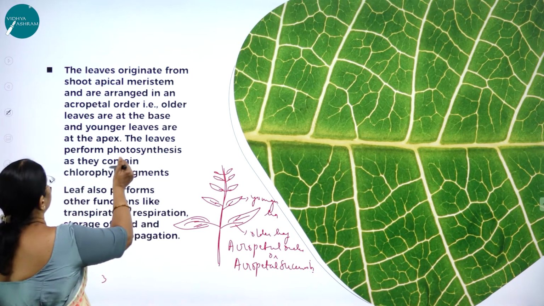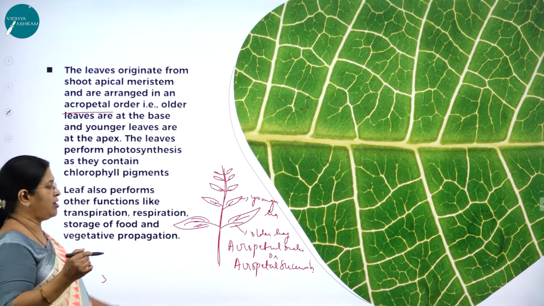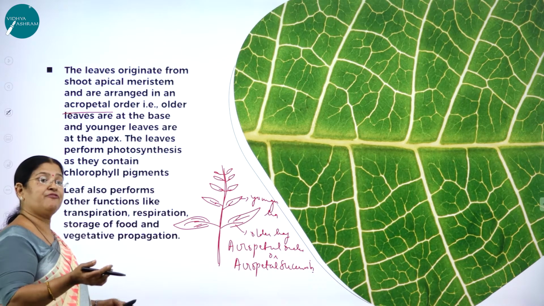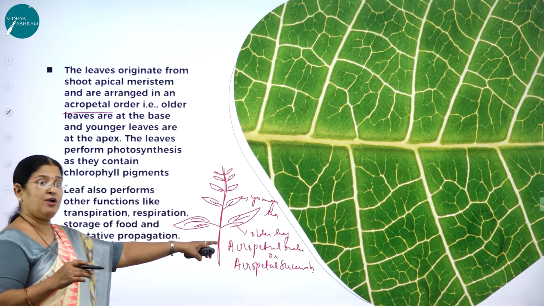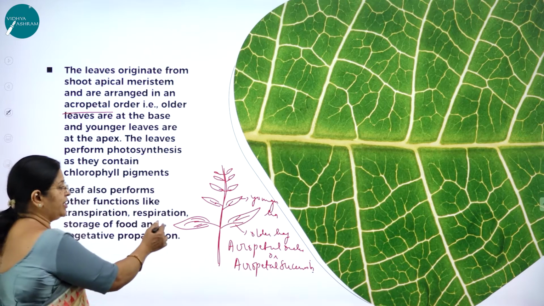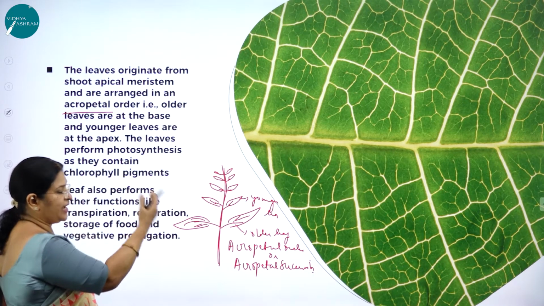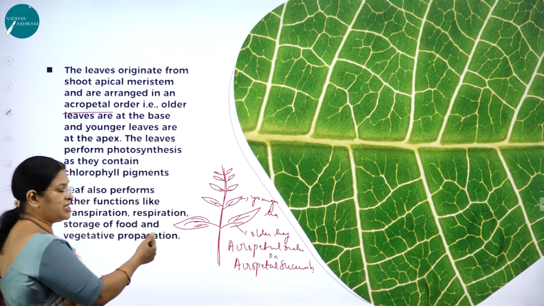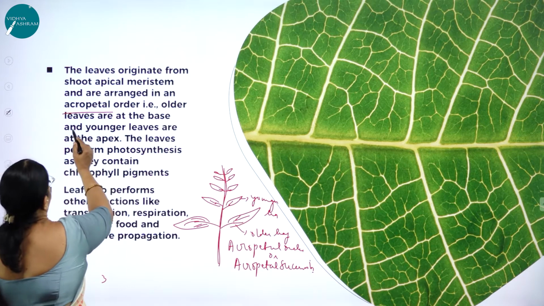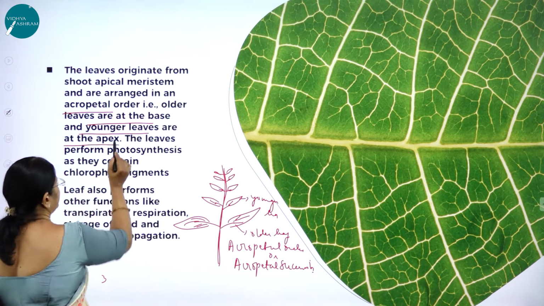Acropetal succession. So here the leaves are in acropetal order. What do you mean by acropetal order? Older leaves are at the base. What do you mean by older? The first formed leaves are called older leaves. The later formed leaves are called the younger leaves. So here the older leaves will be at the base of the stem and the younger leaves will be above. And this arrangement of leaves is called as what? Acropetal succession. That is, the older leaves are at the base and younger leaves are at the apex.